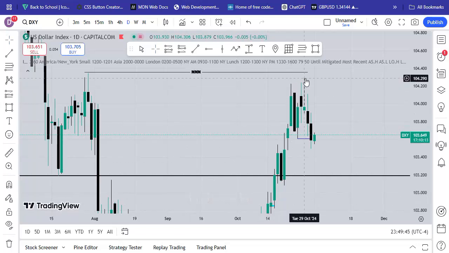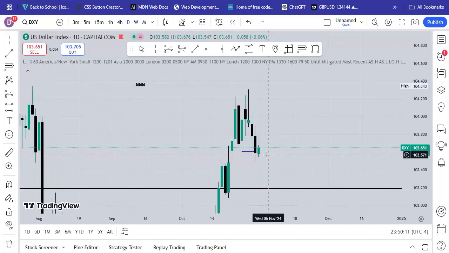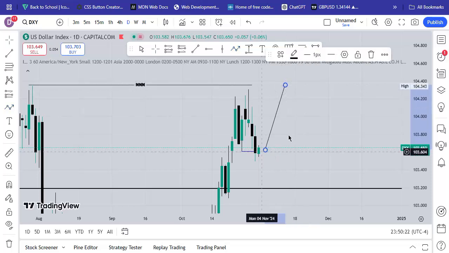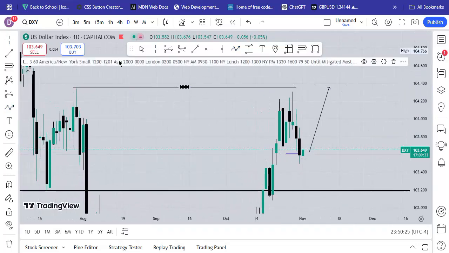Price went up after we had this volume imbalance. As you can see, this is also a volume imbalance right here. Price came down, filled this volume imbalance, and then started going up to take out this high. We came down to fill this volume imbalance right here, taking out this low, filling this volume imbalance, and then what do you expect? I'm expecting price to rally up and target these equal highs right here.